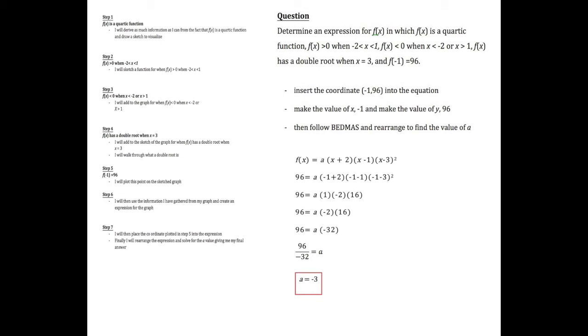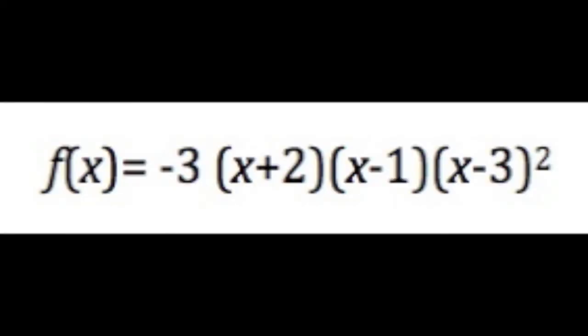The last thing you have to do is divide both sides by -32 to get the value of a. And 96 divided by -32 is -3. So your a value is -3. And that's it. You're done. Your final answer is f of x equals -3 times (x plus 2) times (x minus 1) times (x minus 3) squared.